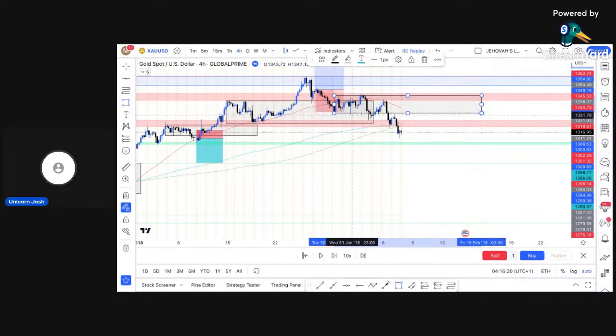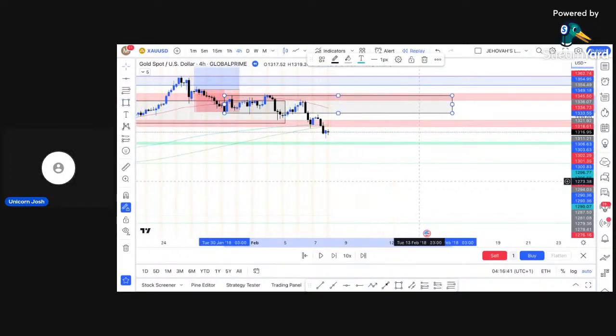The market is moving sideways. Anytime it's moving sideways, you will always find an opportunity to capture it, to trap it in an area. Now this was a breakout, but it did not retest.